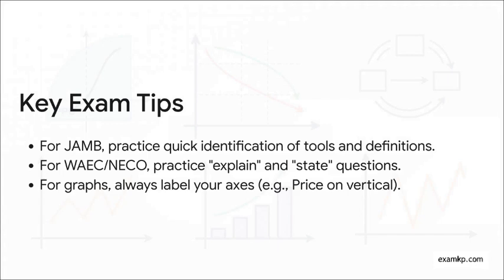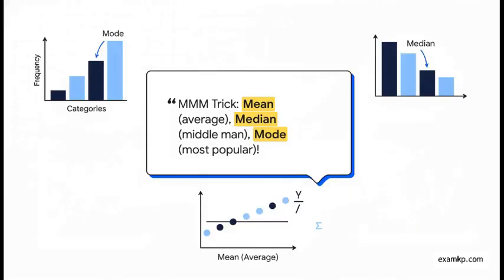Oh, and here's a golden rule. For any exam, for any graph you ever draw, always label your axes. Seriously, it's such an easy mark to get and an even easier one to lose if you forget. And one last thing, a super simple memory trick, so you never get these mixed up again. Just remember the 3 M's. Mean is your mathematical average, median is the middleman, and mode is the most popular. Got it? The 3 M's, use that and you'll be golden.